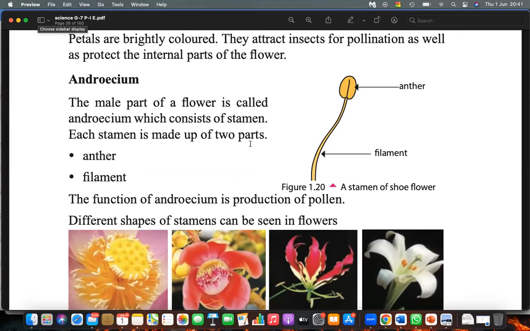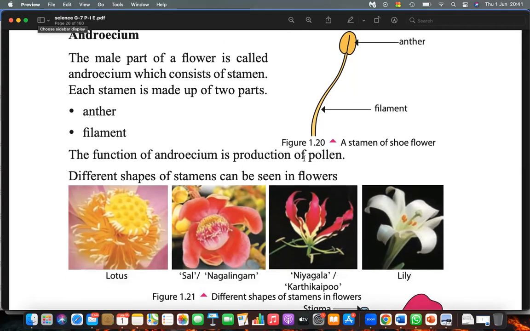Each stamen is made up of two parts. One is the anther, the other is the filament. Right, the function of androecium is the production of pollen.